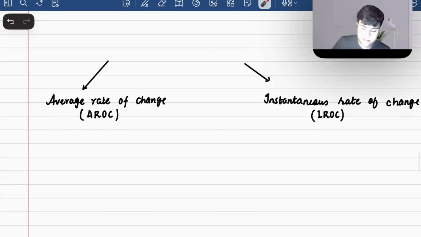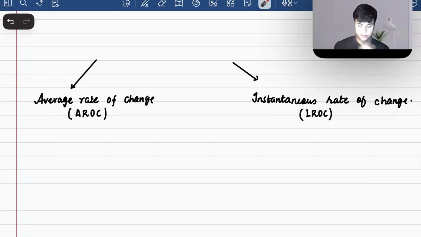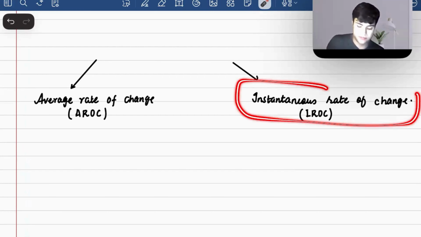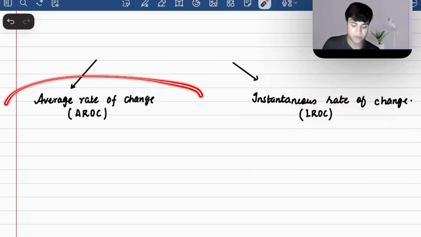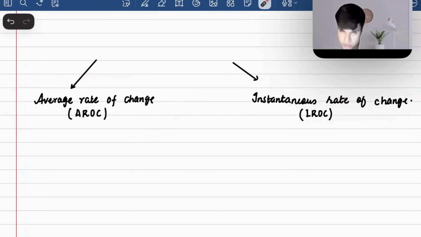Now, the average rate of change is a different concept, and instantaneous rate of change is a different concept. They're all similar, of course, but they're different. In this lesson, we're not going to be focusing on instantaneous rate of change. We're only going to be focusing on average rate of change.